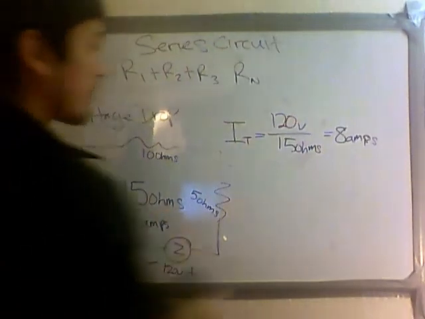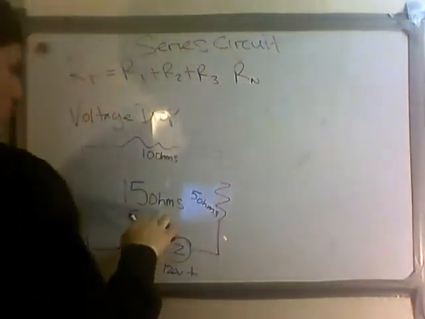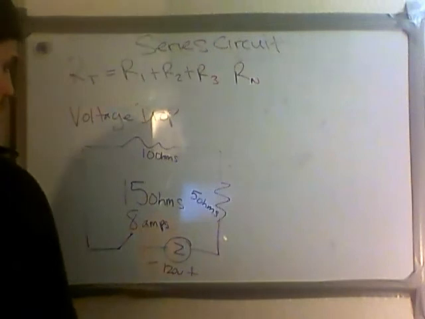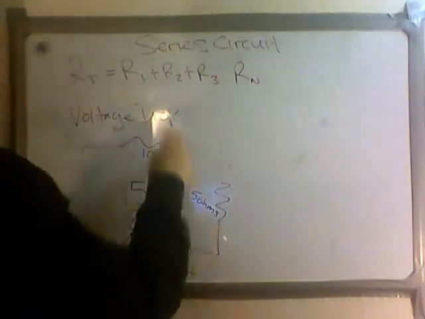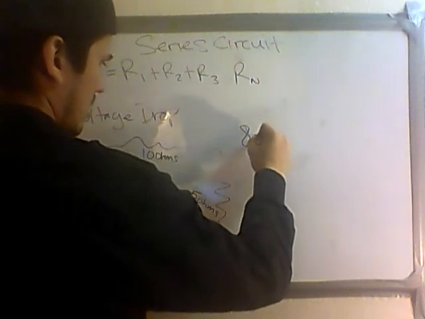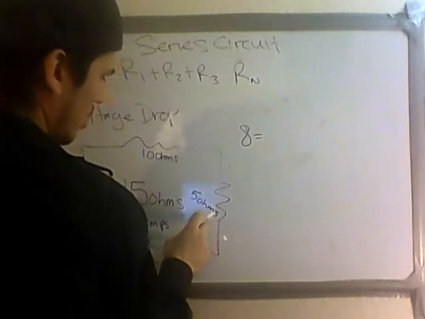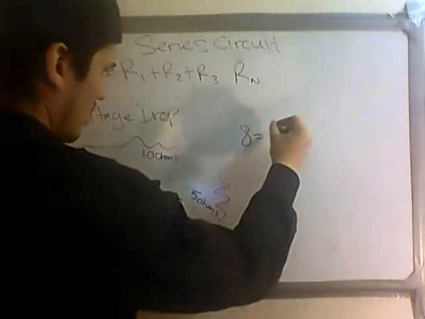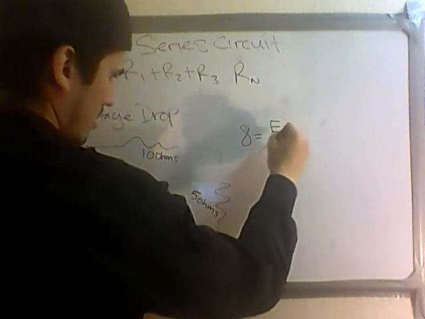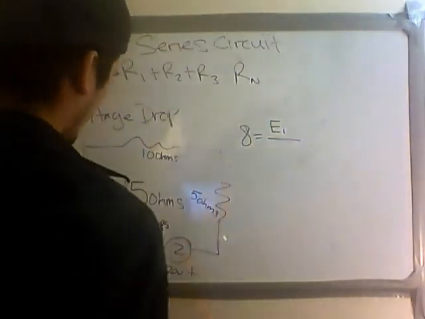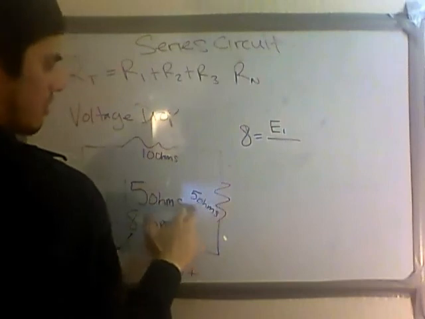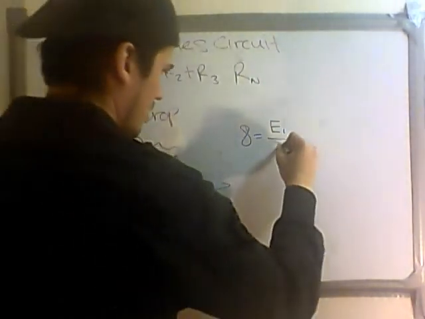So what we do is we take our total amperage and our total resistance. Actually no, we're not going to use the total resistance to calculate the individual voltage drop across each load, but we will use our total amperage. So what we'll do is we'll take 8 amps and set that equal to E1, the voltage drop across this load here, over the known resistance of this load, which was 5.